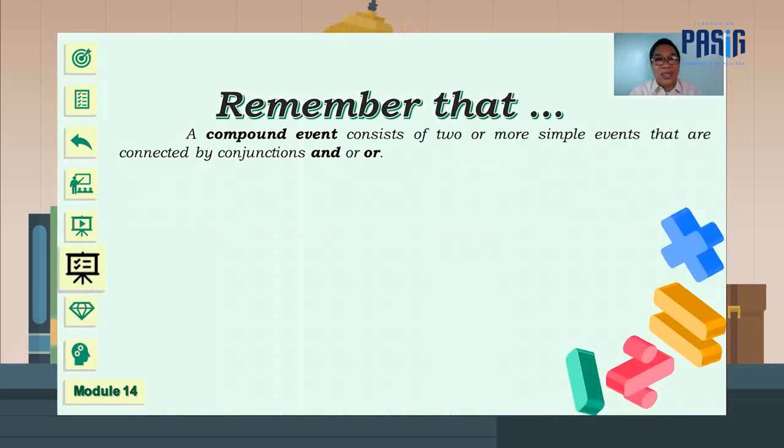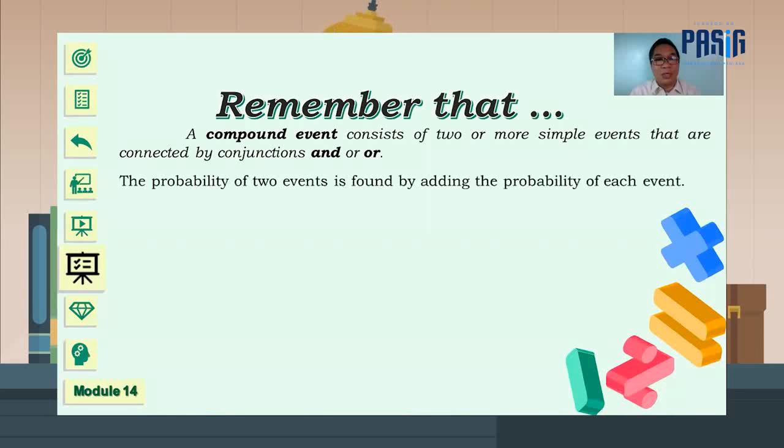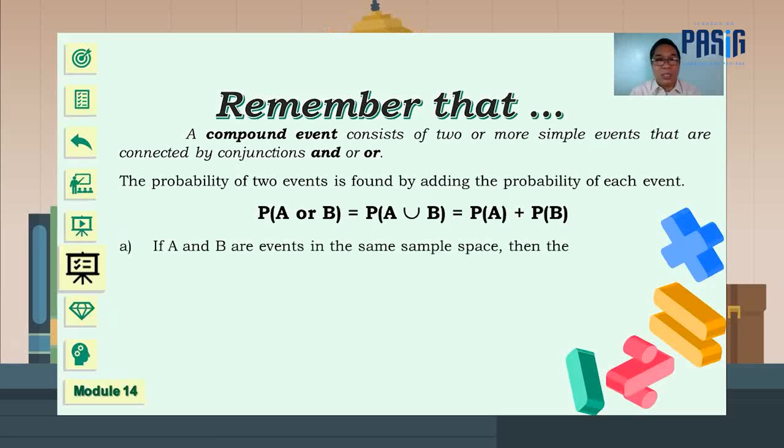A compound event consists of two or more simple events that are connected by the conjunction "and" or "or". The probability of two events is found by adding the probability of each event: P of A or B equals the probability of A union B, which equals the probability of A plus the probability of B.